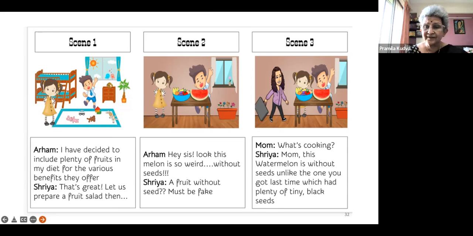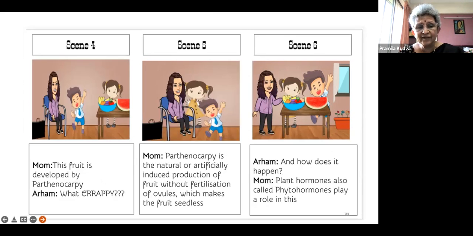So these three scenes are over. Fourth, the fruit is developed by Parthenocarpy. What? Parthenocarpy is the natural or artificially induced production of fruit without fertilization of ovules, which makes the fruit seedless.